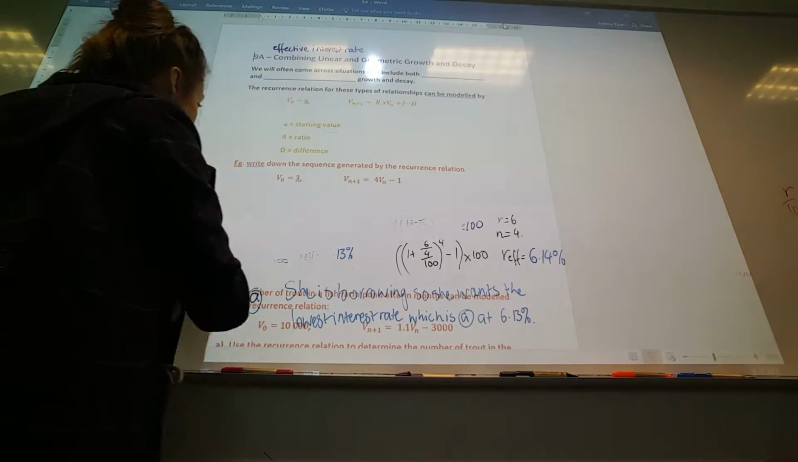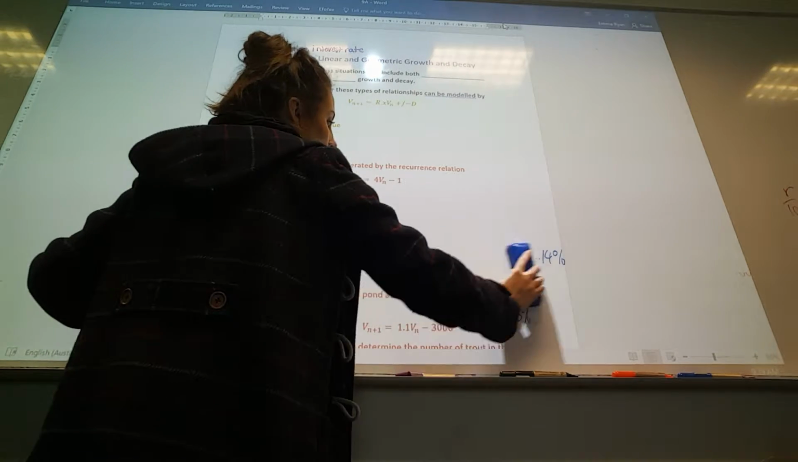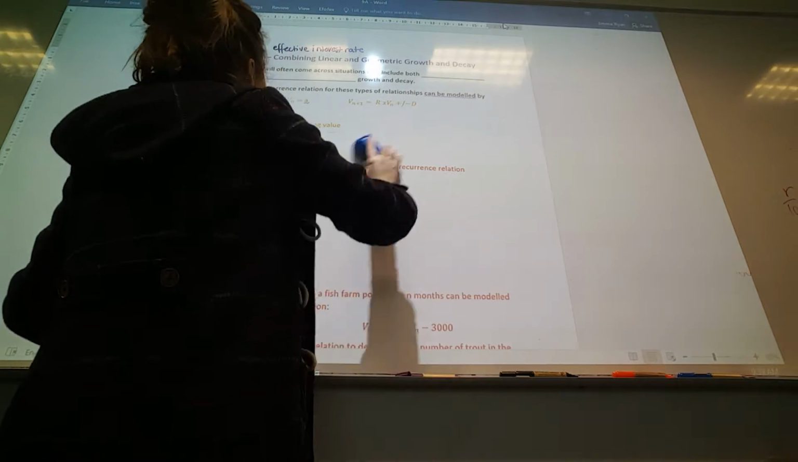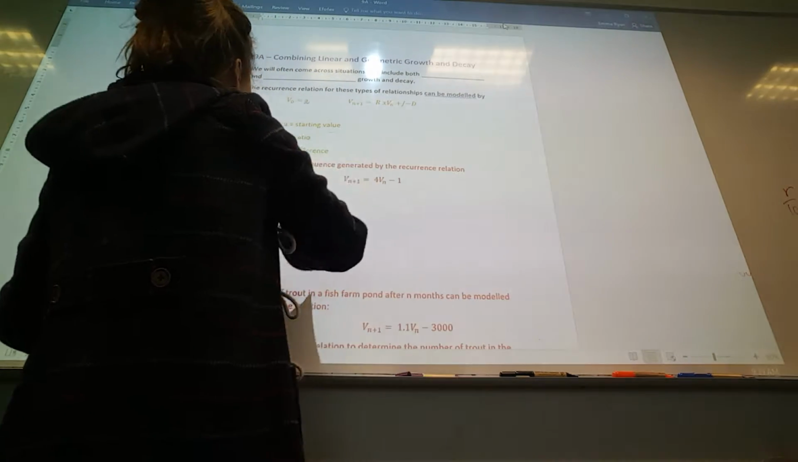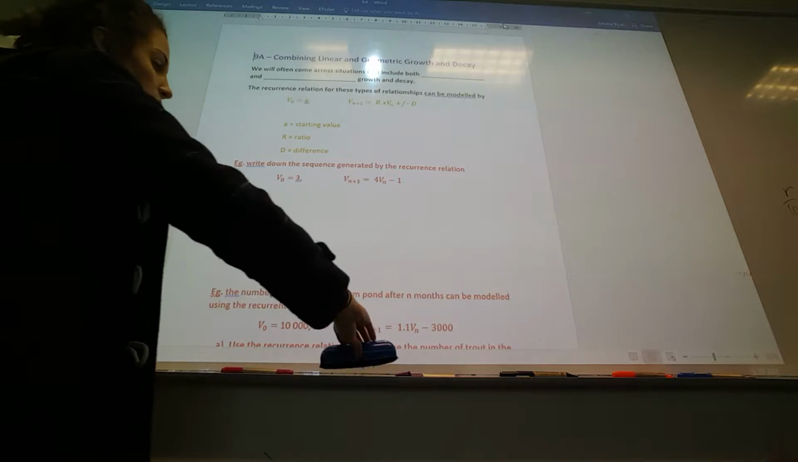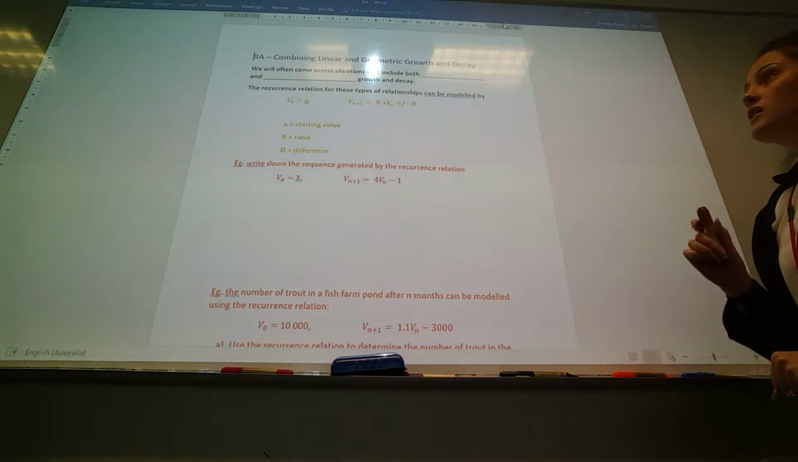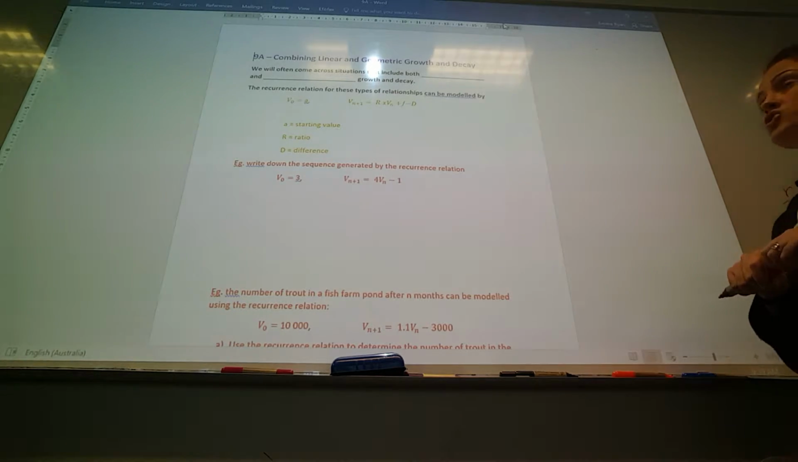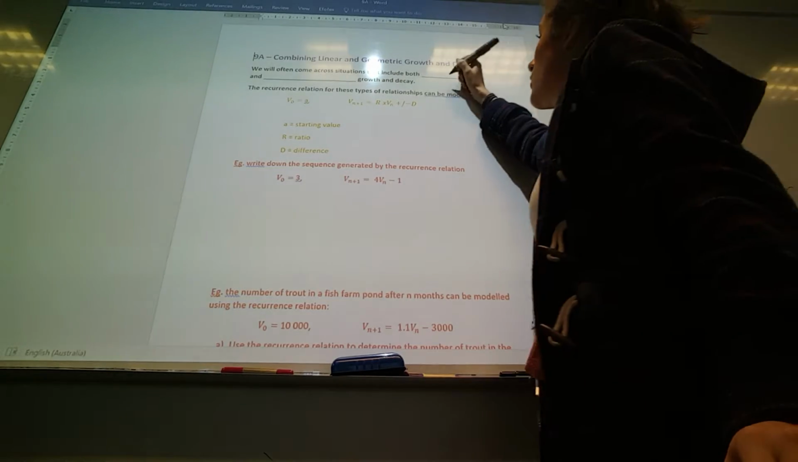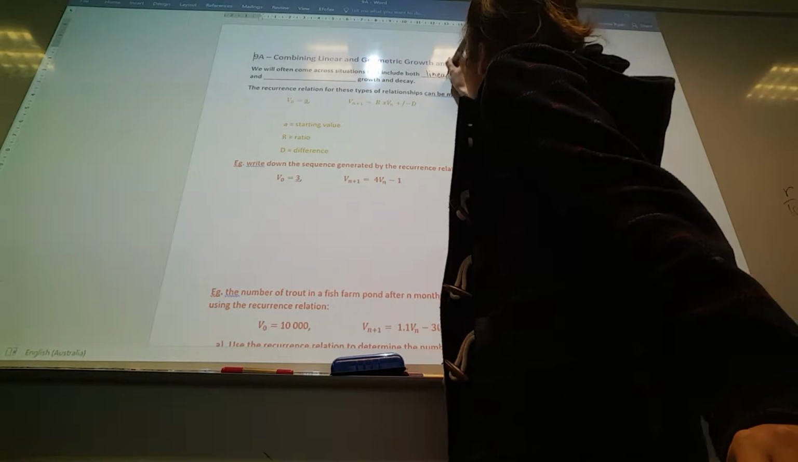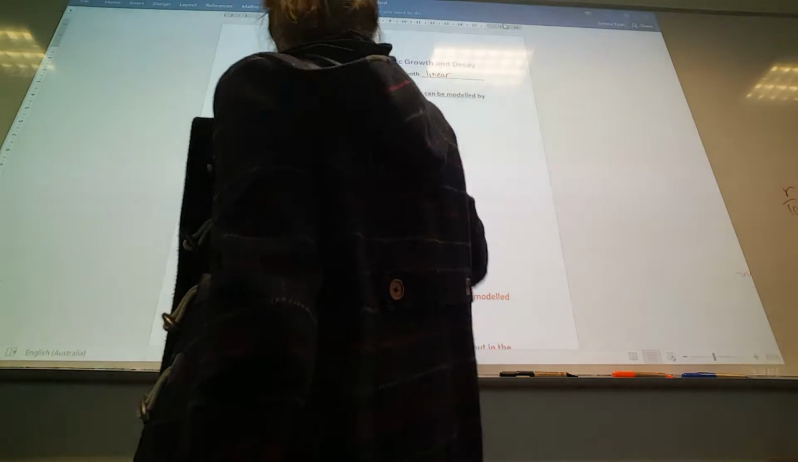Okay, so starting chapter 9. 9A, combining linear and geometric growth and decay. Sometimes we will come across situations that include both linear and geometric growth and decay.